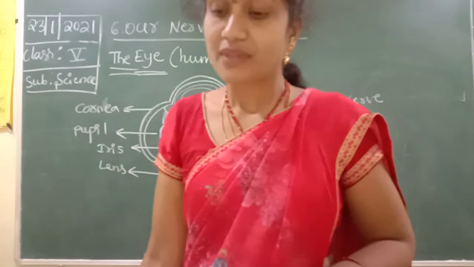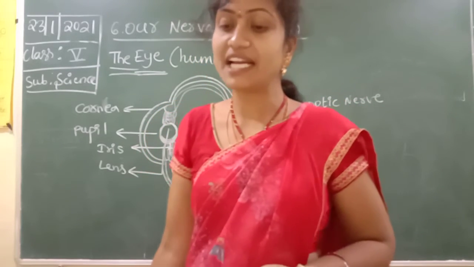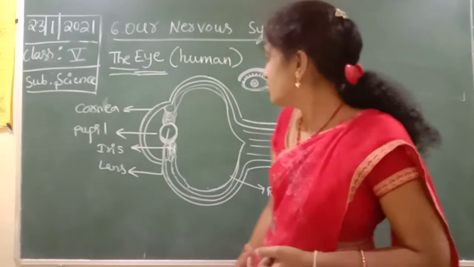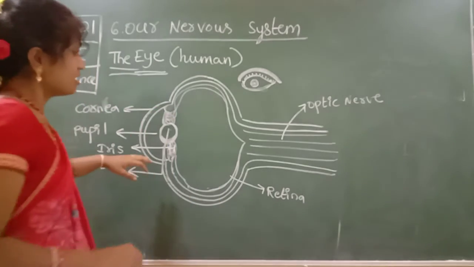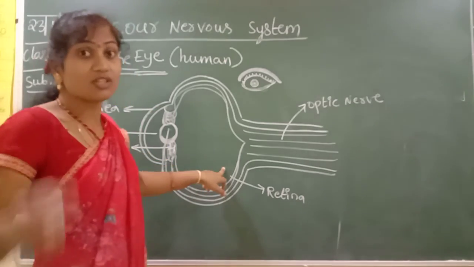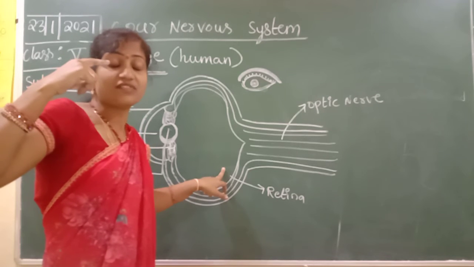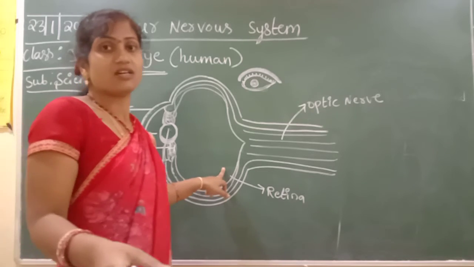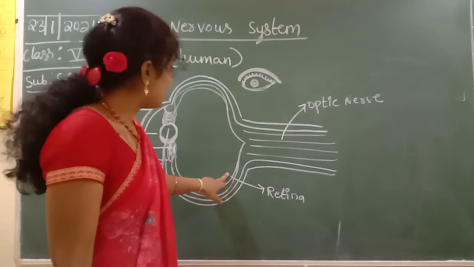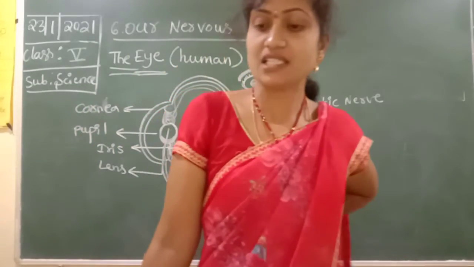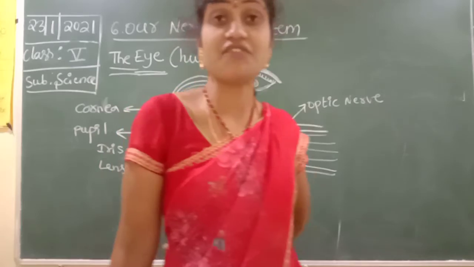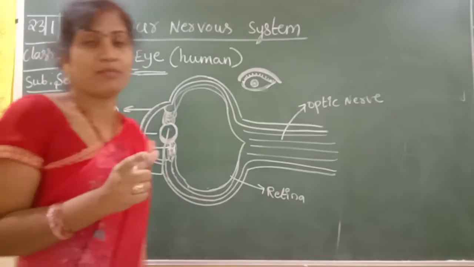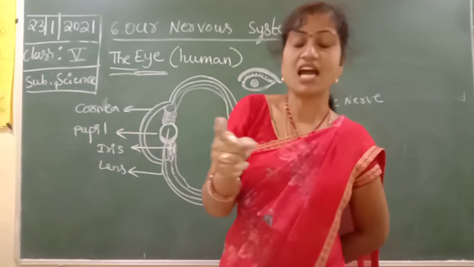Next, light travels through the pupil to the retina at the back of the eye, where the image of the object is formed. So, like that we can see the objects.